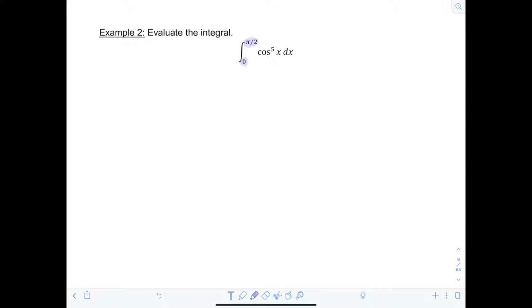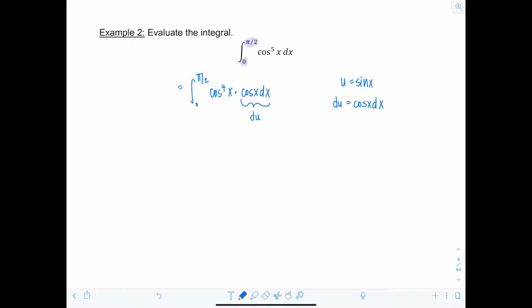Same idea though, you pluck off one of the factors so that that can get absorbed in the du, in the u substitution. So we have 0 to pi halves, and then I'll be left with cosine to the 4th x times cosine of x dx. All right, so remember, I want this to be absorbed as du, so think backwards. What would u have to be? Well, u would need to be sine x, and then du would be cosine x dx.